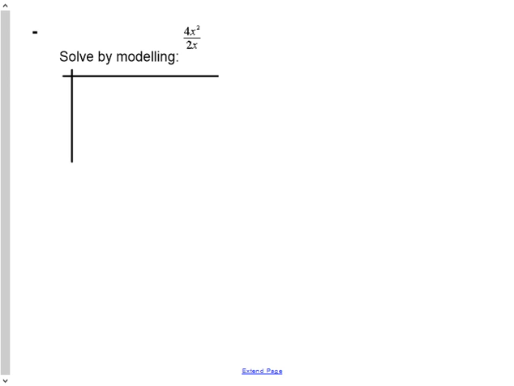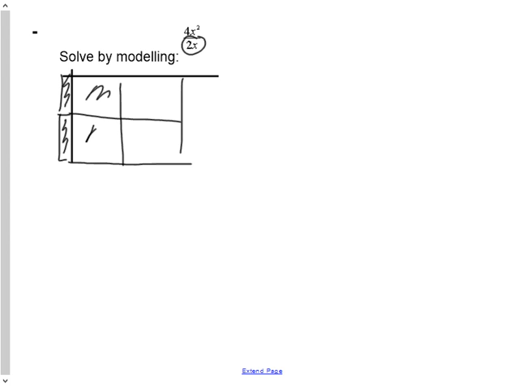Our next question is solve by modeling 4x squared divided by 2x. We said the easiest thing to do is first draw in your 2x's and then figure out how to fit in 4x squareds inside that. So what we're going to do here is draw it like this. Those are going to be positives. Once we have that, we know our missing side length is going to be our answer, and that is going to be an additional positive 2x. So our solution for that is a positive 2x.